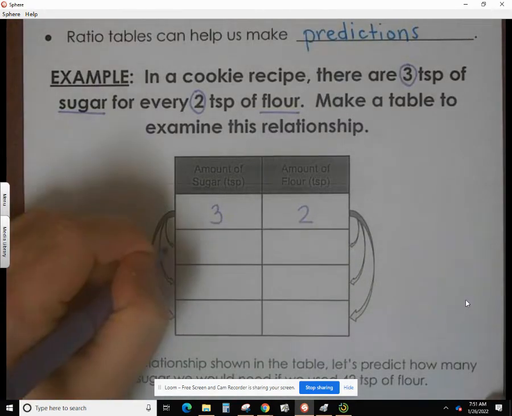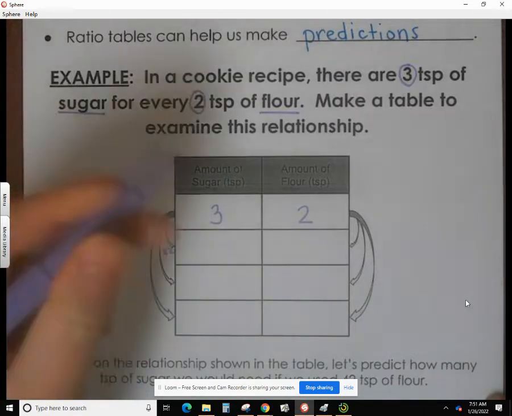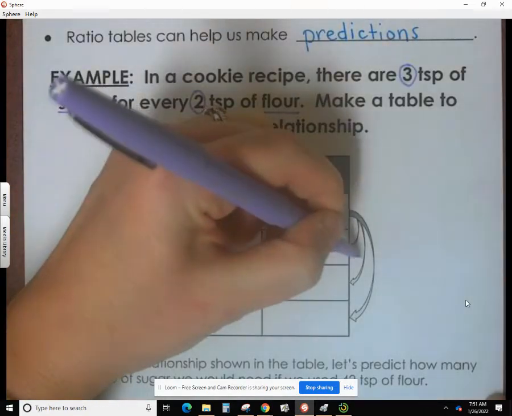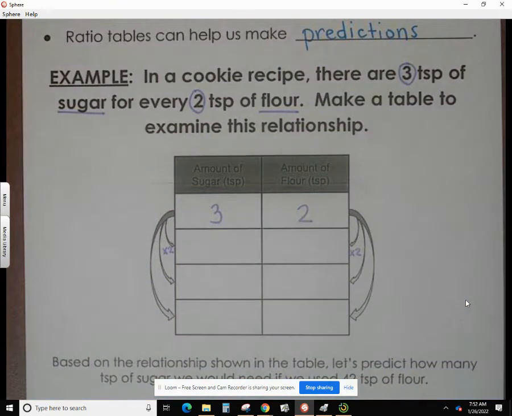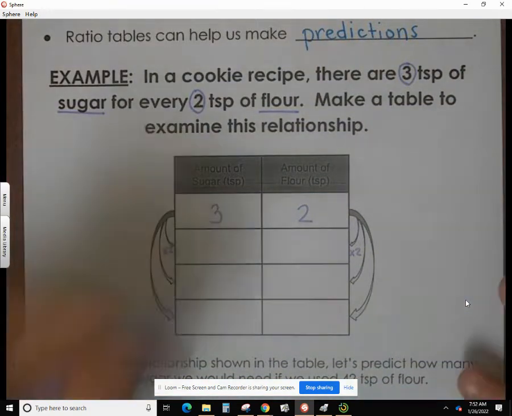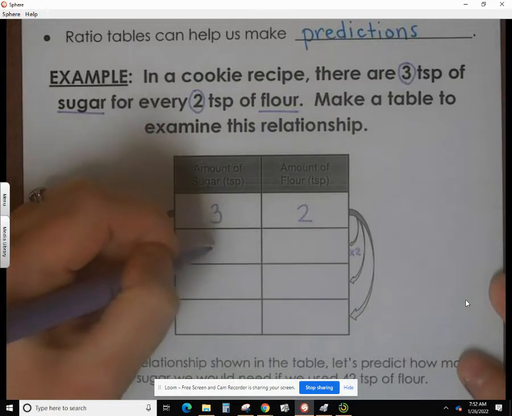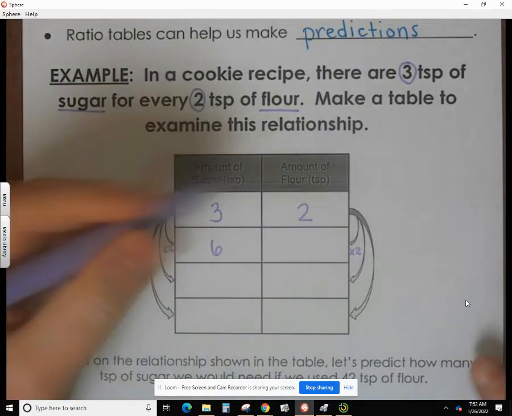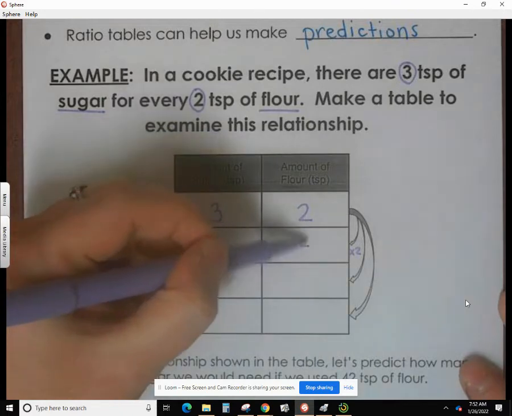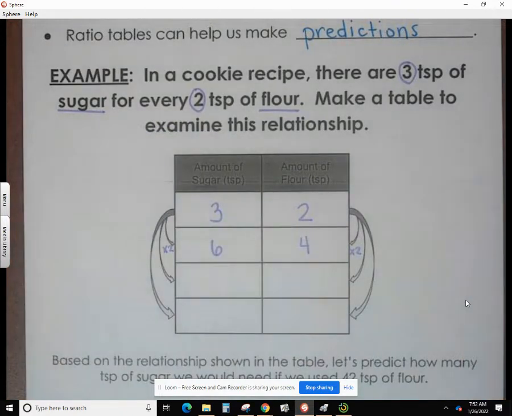So let's say we wanted to double the batch. So write times 2, times 2. If you're going to double the batch, you have to double not only the sugar, but also the flour. And so if I double 3, that's going to tell me I need to use 6 teaspoons of sugar. And if I double 2, that tells me I need to use 4 teaspoons of flour. So 6 to 4 is an equivalent ratio to 3 to 2.